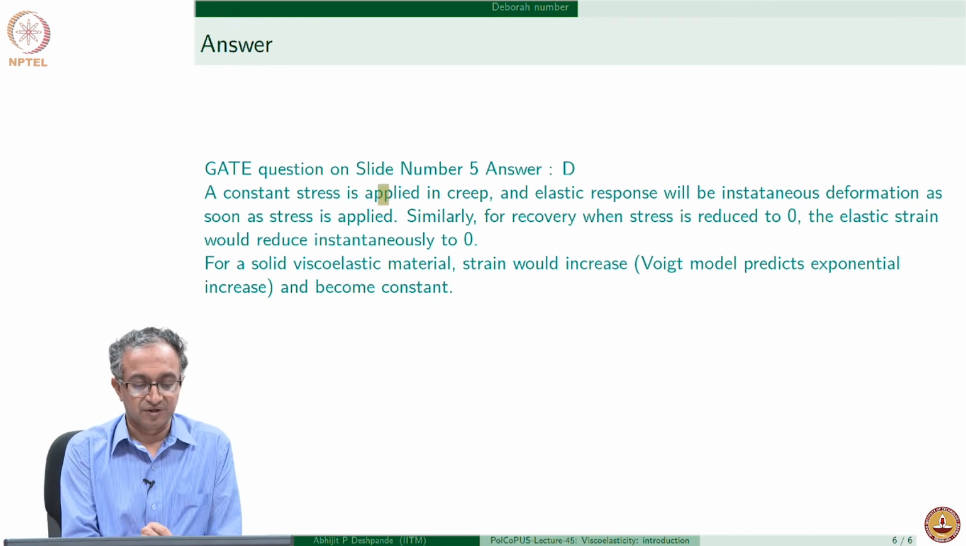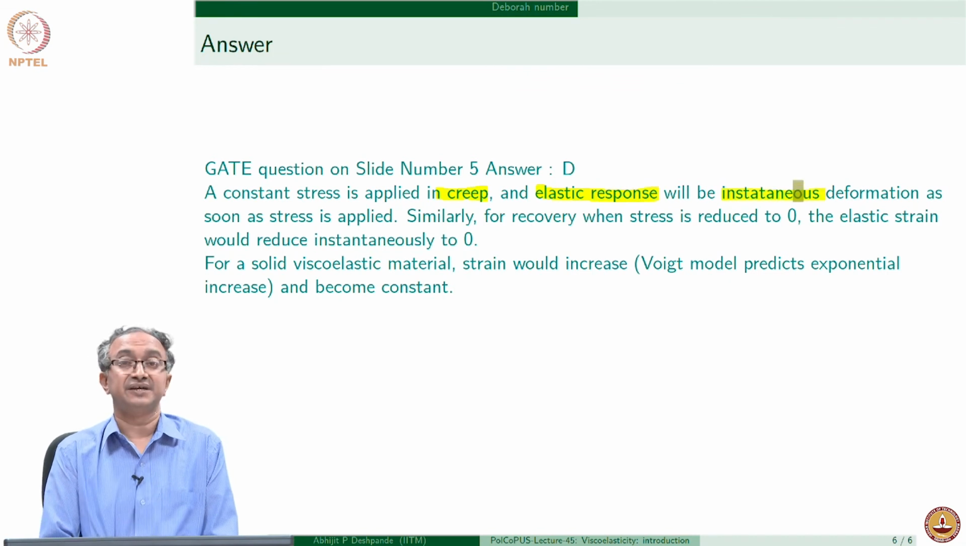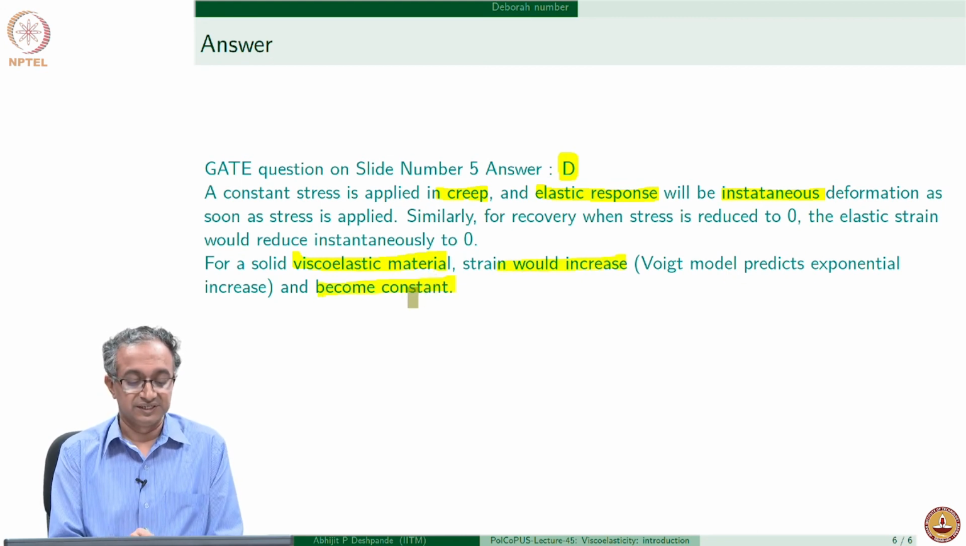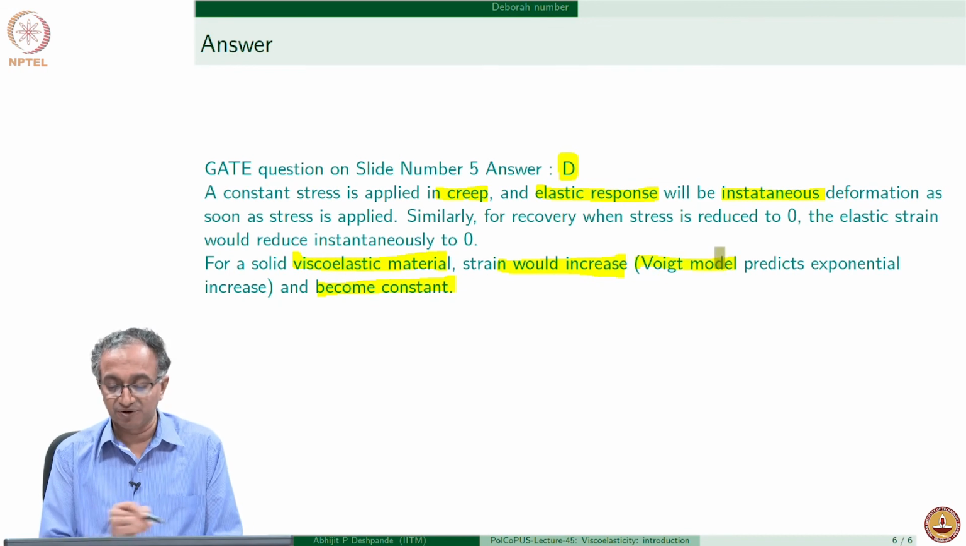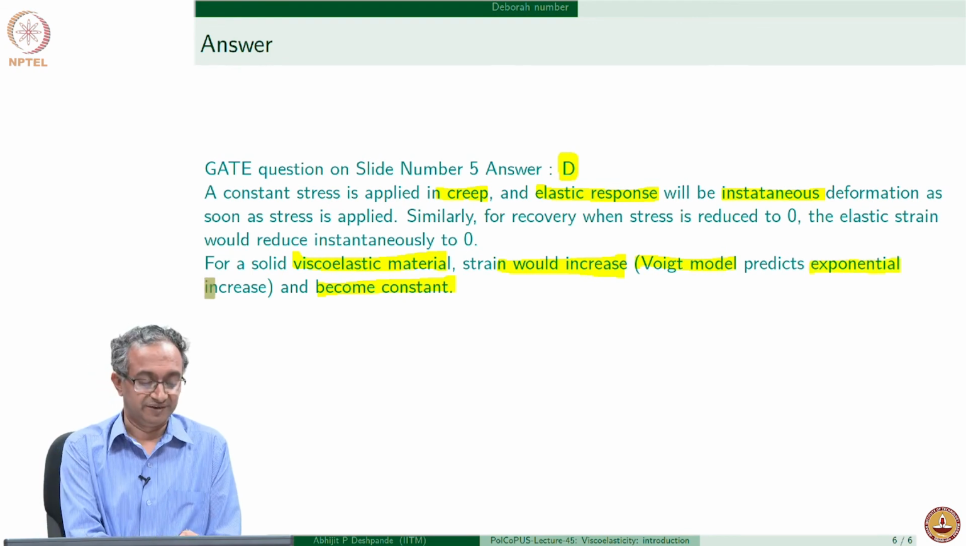Given that constant stress is applied in creep and elastic response is basically instantaneous deformation as we saw earlier, I am sure all of you can then try to get the answer, because for a viscoelastic material, strain would increase first and then it would become constant. So, this is an elastic feature that it becomes constant, while increasing implies it is a viscous behavior. As we will see later on, the Voigt model, which is one of the simplest models to describe viscoelasticity, predicts in fact an exponential increase in strain.